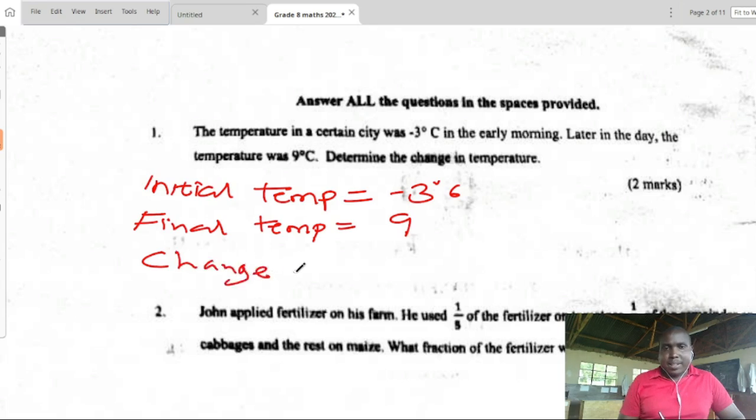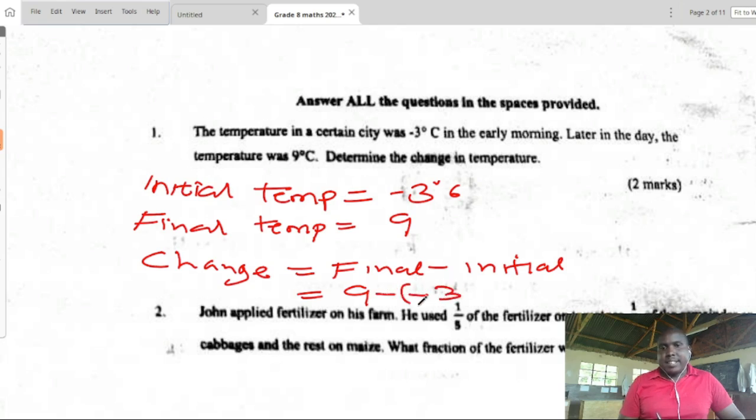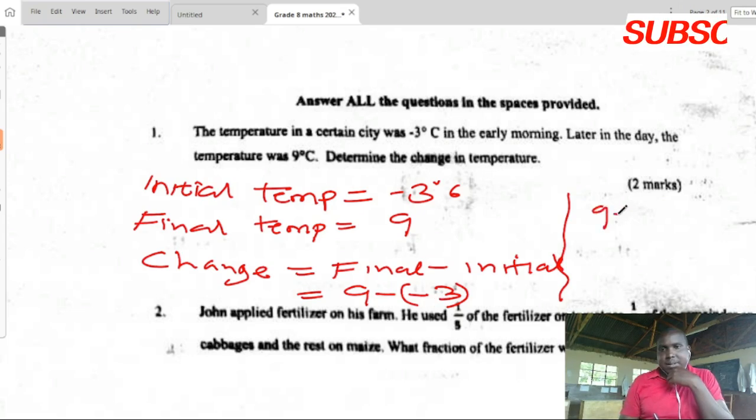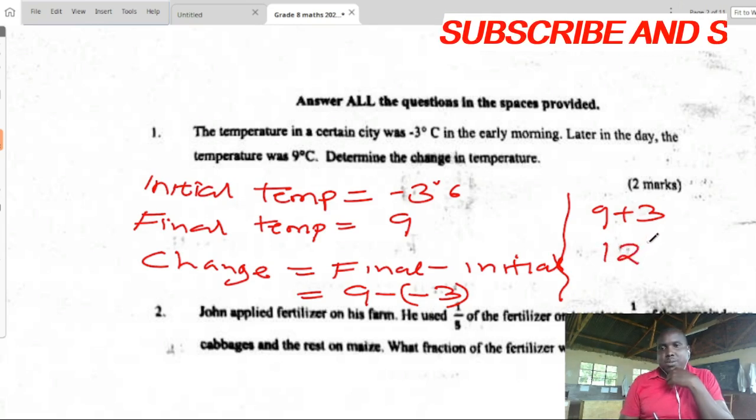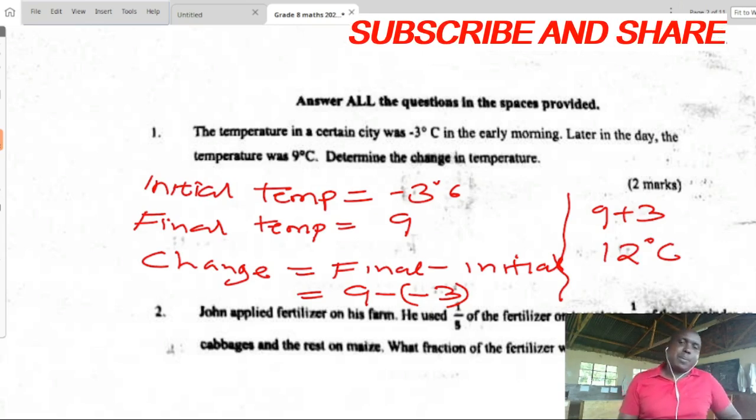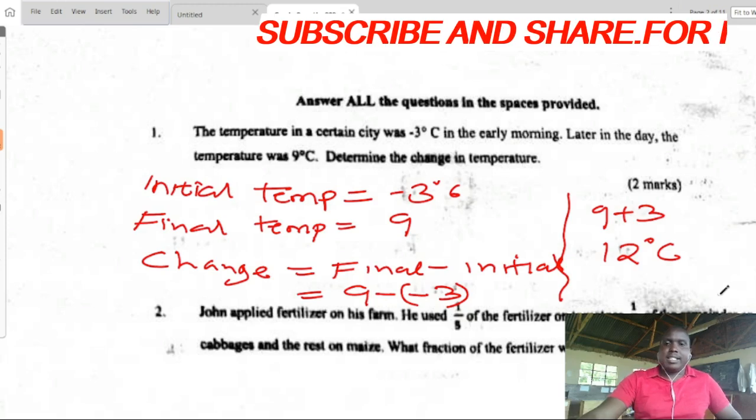Change, remember, is you subtract. So change is equal to final minus initial. So change is equal to 9 minus -3. But we have taught you that a negative times a negative is a positive. So that is 9 plus 3. So the change in temperature is 12 degrees Celsius.